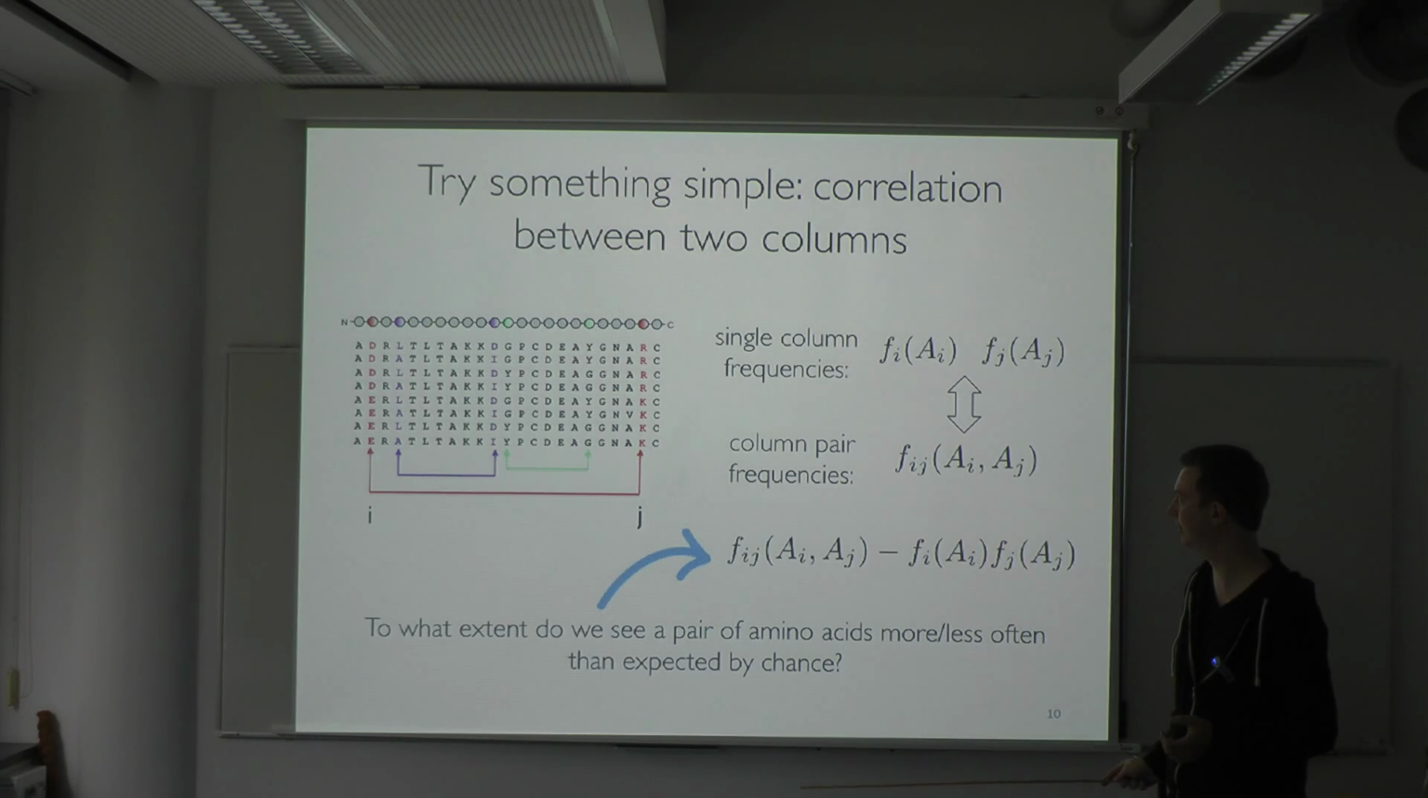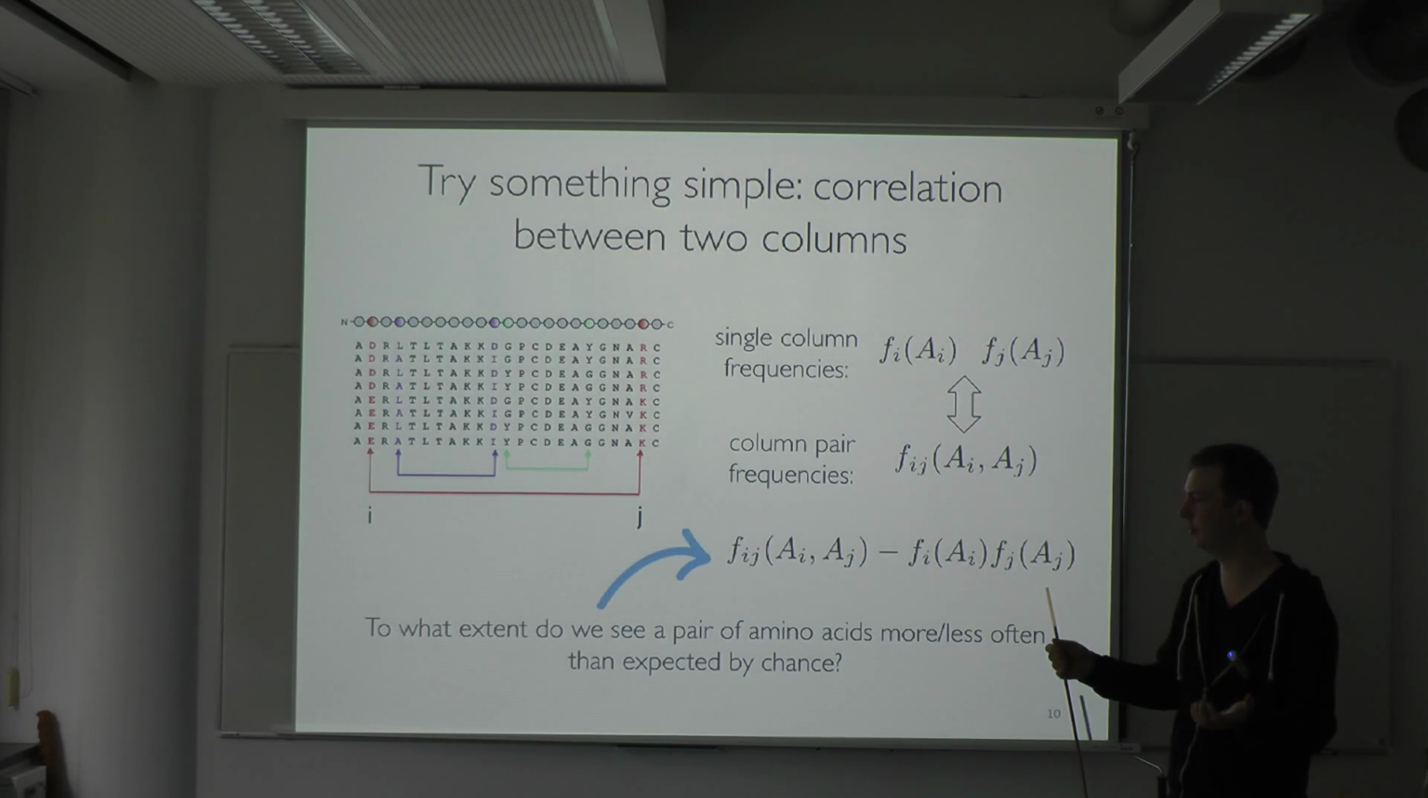And that suggests, because this is different from 0, these columns are not statistically independent, and therefore these two columns in the alignment co-evolve, and we would assume, because they co-evolve, they are close in the three-dimensional structure.